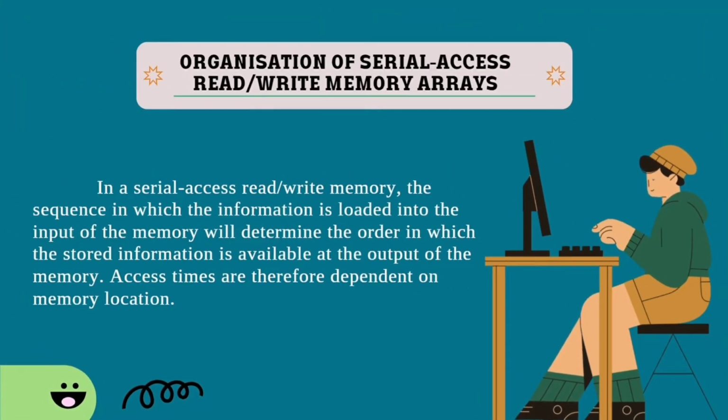Organization of serial access read or write memory arrays. In a serial access read or write memory, the sequence in which the information is loaded into the input of the memory will determine the order in which the stored information is available at the output of the memory. Access times are therefore dependent on the memory location.